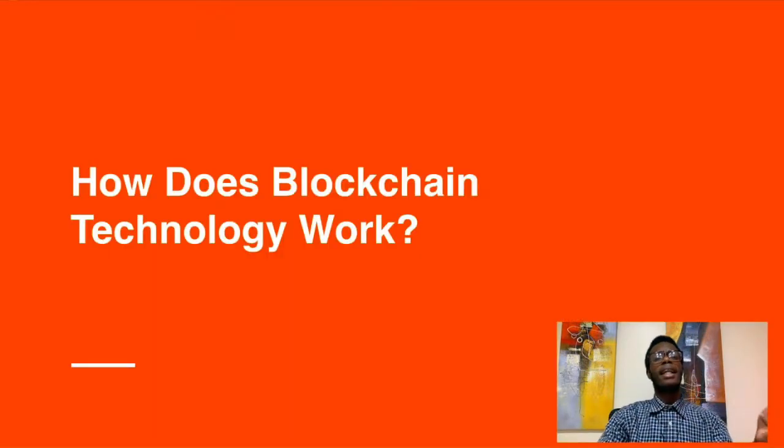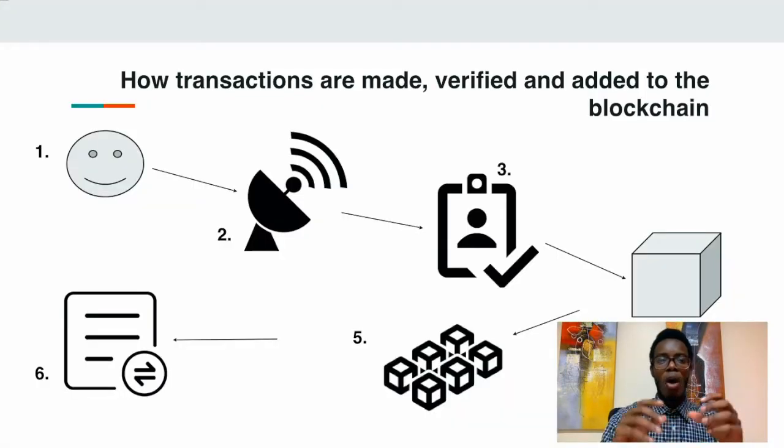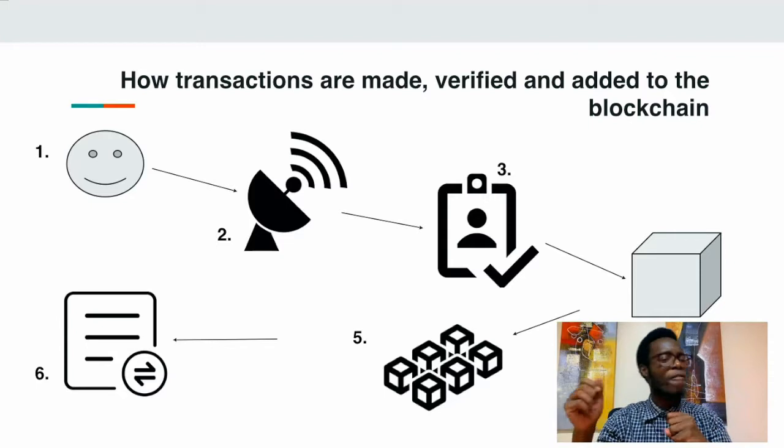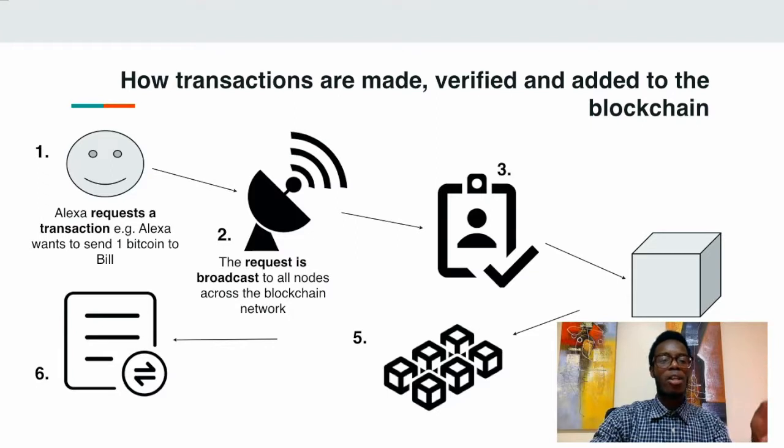So how exactly does blockchain technology work? Now let's look deeper into this. Now, how are transactions made, verified, and added onto the blockchain? This is the entire process that the protocol governs. First of all, let's think of Alexa and Bill, the same people we had. Alexa requests a transaction. For instance, Alexa wants to send 1 Bitcoin to Bill. After Alexa requesting that transaction, this request is broadcast to all nodes across the blockchain network.